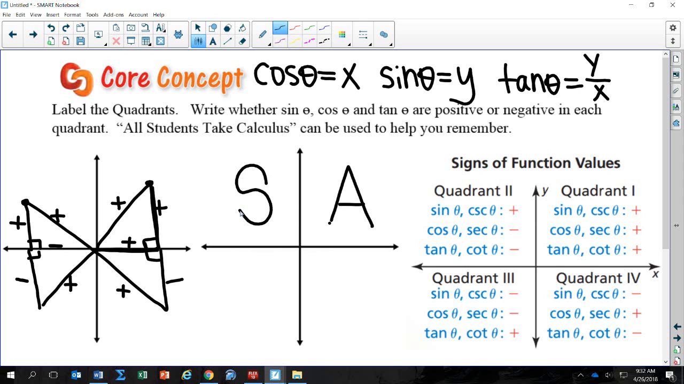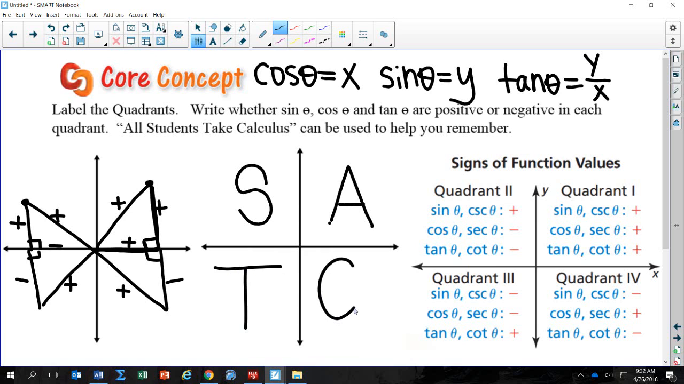In the third quadrant, what's positive? Cosine positive? Are your x values positive? No. What about your sine values, your y values? Those are negative. What about y over x? What about negative over negative? What's a negative divided by a negative? A positive. So in this quadrant, tangent is positive. And in the last quadrant, what's going to be positive? Cosine. Very good. You can see that your x value is positive here.